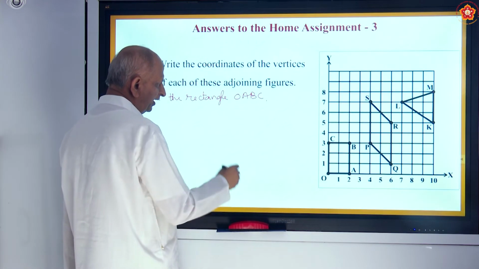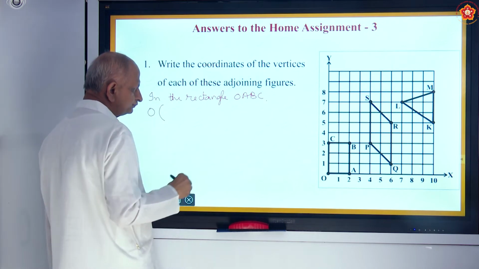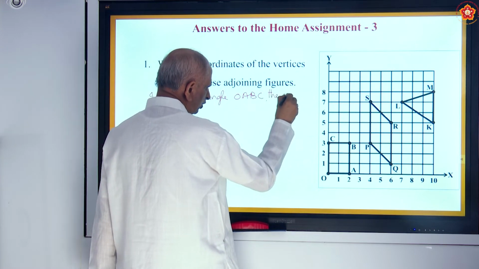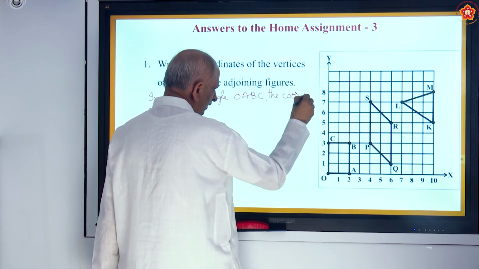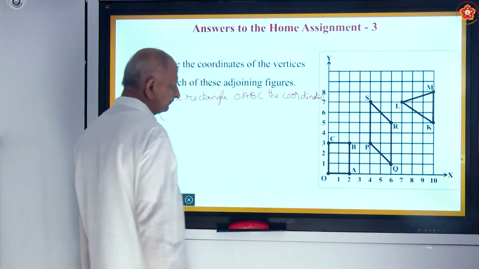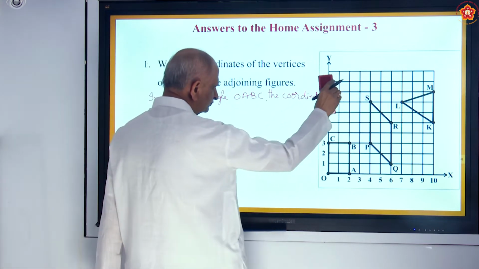The coordinates are point O. We call it coordinates. Why are they called coordinates? There are two things here. One is called the x coordinate, another is called the y coordinate.